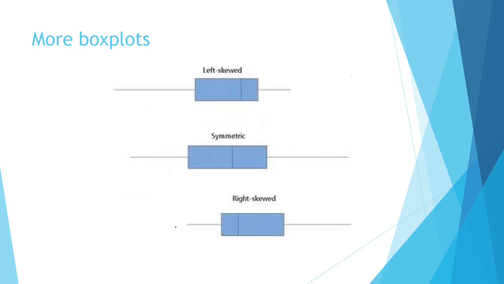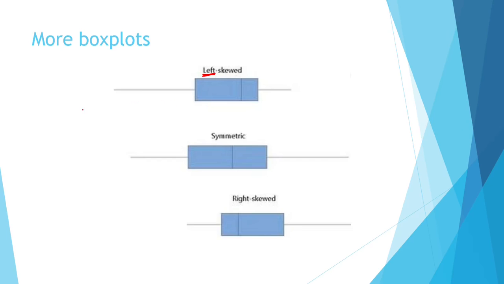Now the question is, why are box plots important? Well, they allow us to see the shape of the distribution. Here I have 3 examples of box plots. Notice that the tail is longer on the left, so this is known as left skewed.